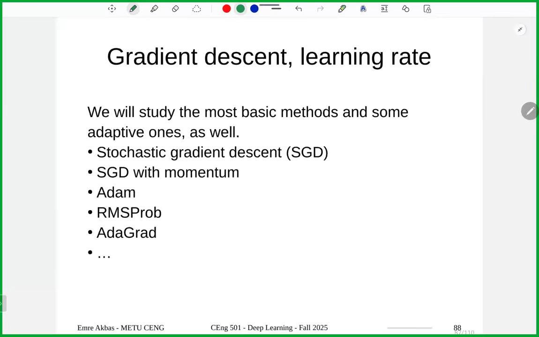We will study the most basic methods and some adaptive ones of it: stochastic gradient descent, SGD with momentum, ADAM. ADAMW is a new version of ADAM, RMSprop, and so on. So we are going to look at these things.